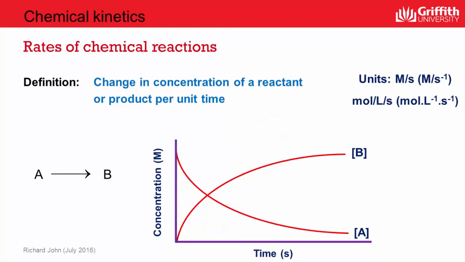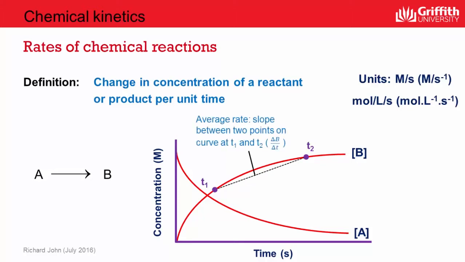A third measure of rate, and probably the most practical to use in experimental settings, is the average rate of reaction between 2 points in time t1 and t2. And again, we determine the average rate from the slope of the line between these 2 points and by consideration of a change in concentration divided by a change in time.